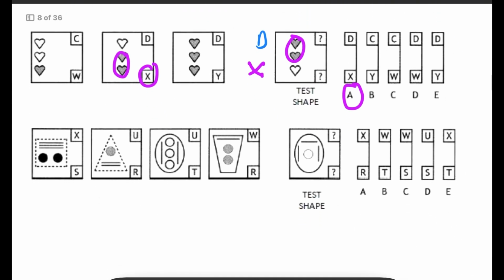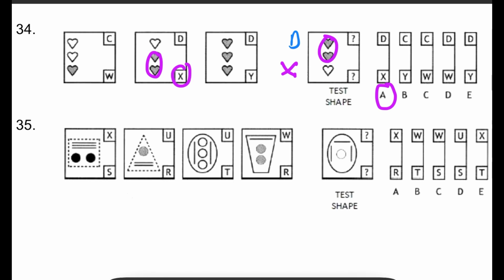In this question, so these two both have a U as the first letter, and they both have two lines. In the test shape we've got three lines, same as in this one, and the first letter here is an X. So the first letter here will be an X as well.